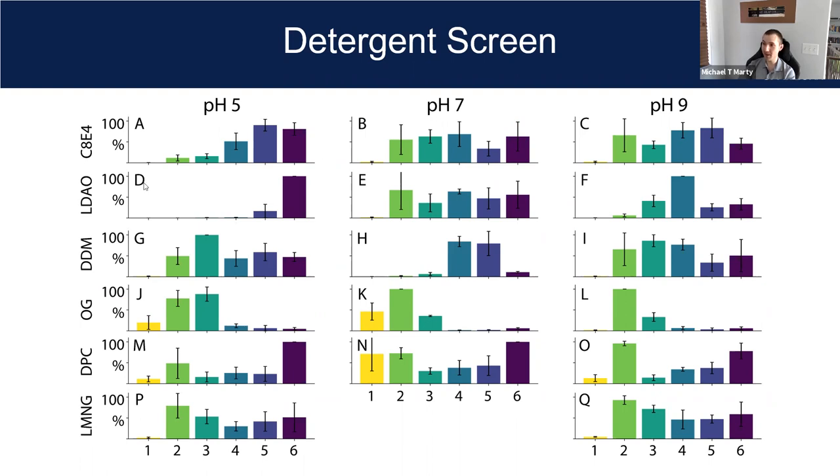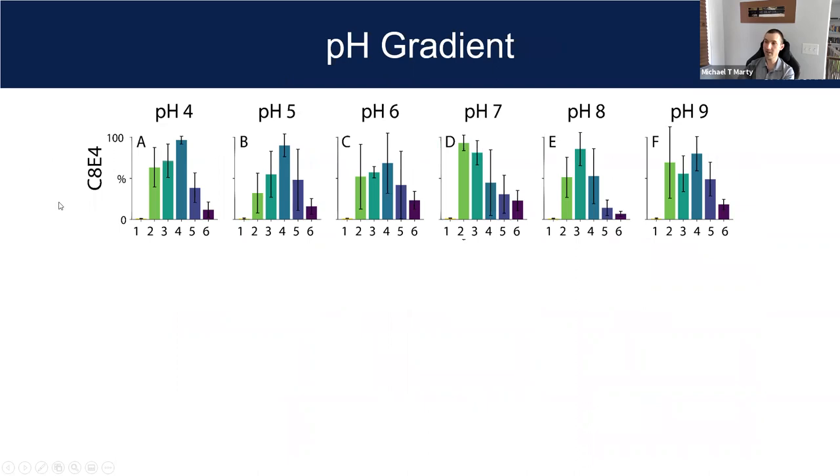The most monodispersed peak that we got was for this LDAO at pH 5, where it was mostly or entirely hexamer. We did see some of these dimers. We did see some where we saw more preference for tetramers. And for some, it was very polydispersed, pretty much an equal mixture of everything. And every time we measured it, we got a slightly different result. We wanted to see the effect of pH a little more finely. So in C8E4 here, we did a really careful pH titration from 4 to 9. We saw it really didn't affect it very much at all.